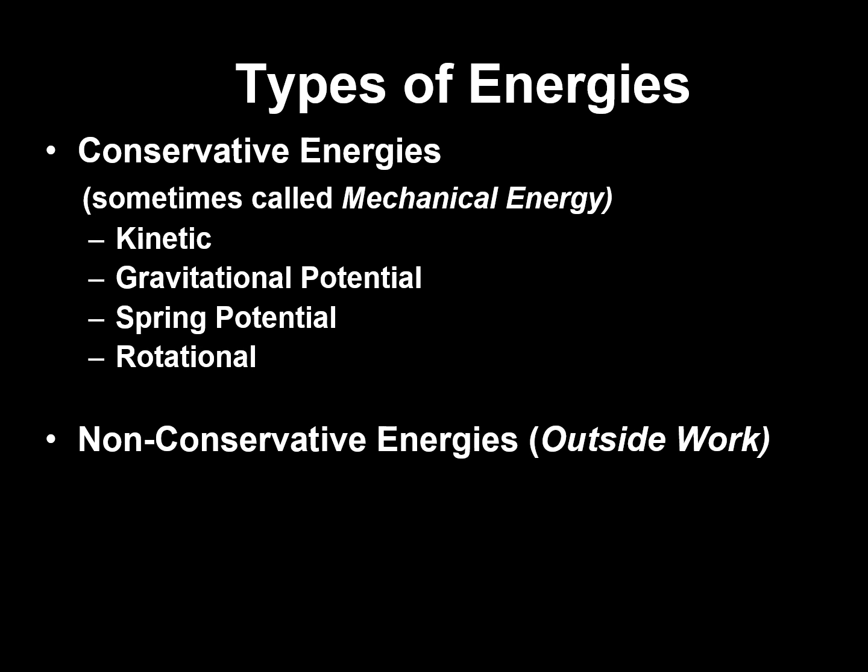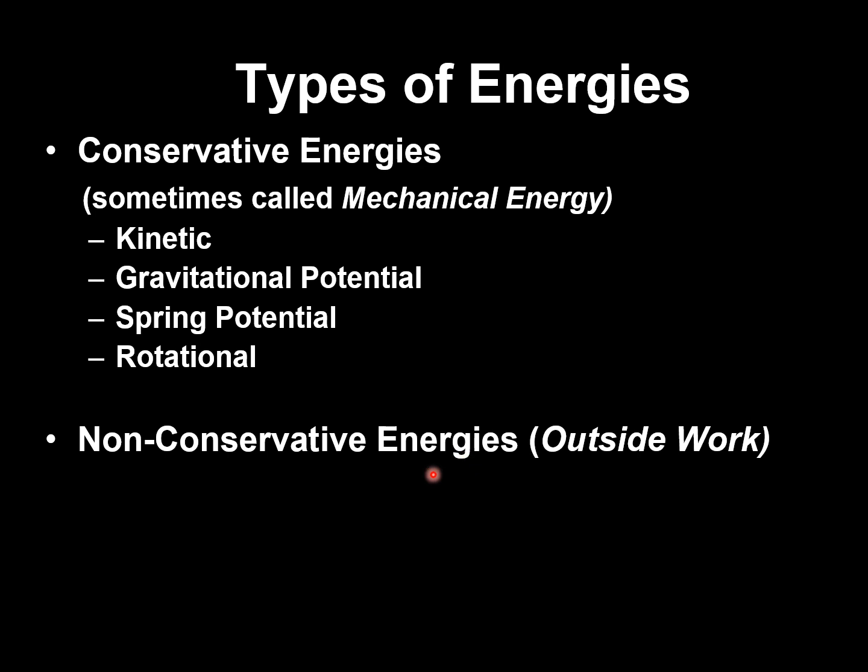Now, kinetic energy deals with how fast you're going. So if you increase your speed or decrease your speed, you can increase or decrease kinetic energy. Spring potential energy, for example, is when you stretch a spring. By stretching the spring, you increase your spring potential energy, and then you release it when you let go of it. And then rotational energy: when objects are rotating, they can speed up or slow down and increase or decrease the rotational energy. So those are all the conservative types of energies, because those types of energies can either increase or decrease.